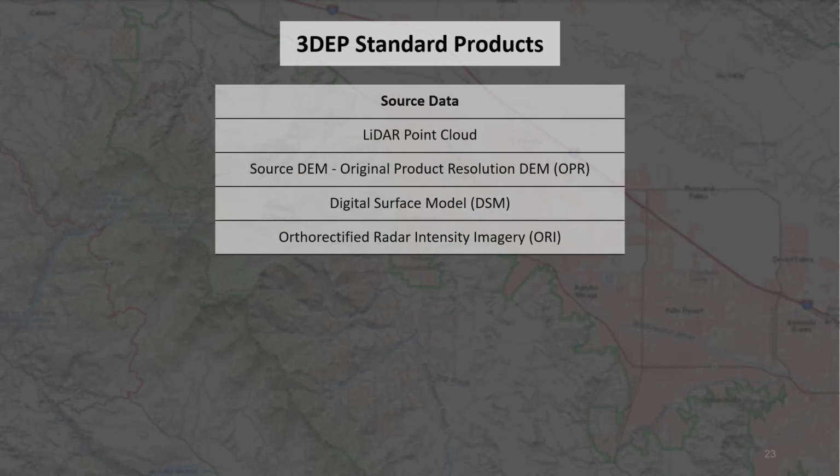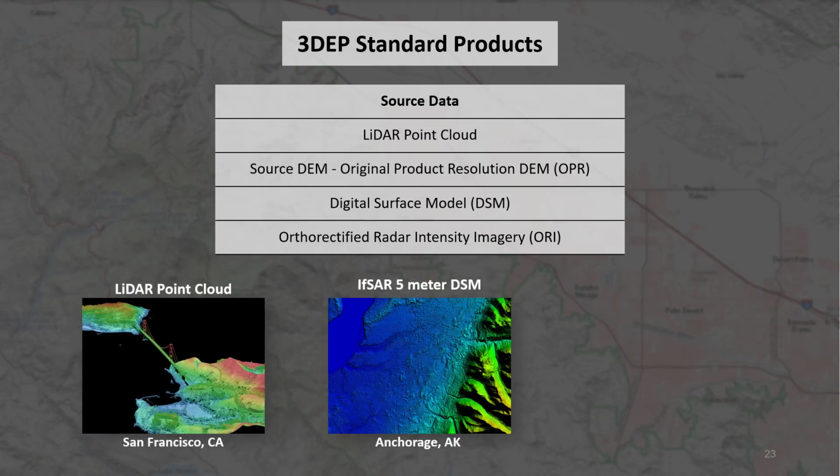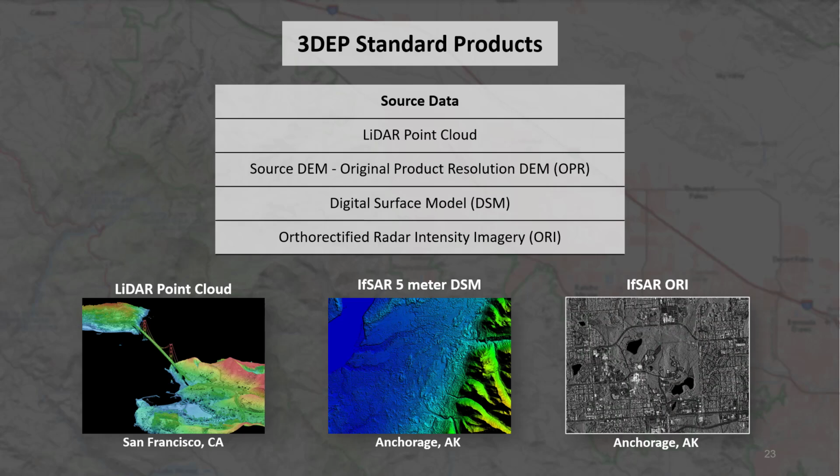In addition to the standard data products listed in the previous slide, users have access to the classified point cloud, the IFSAR digital surface model, and the ortho-rectified IFSAR intensity image.